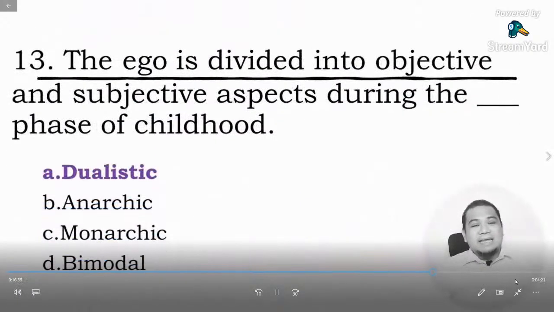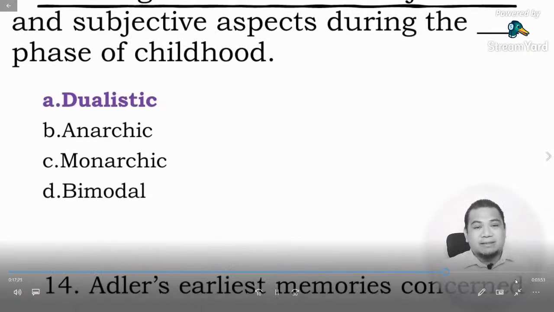Number 13. The ego is divided into objective and subjective aspect during the blank phase of childhood. The answer is letter A. The ego, as perceiver, arises during the dualistic phase of childhood, when the ego is divided into the objective and subjective. Children now refer to themselves in the first person and are aware of their existence as separate individuals.